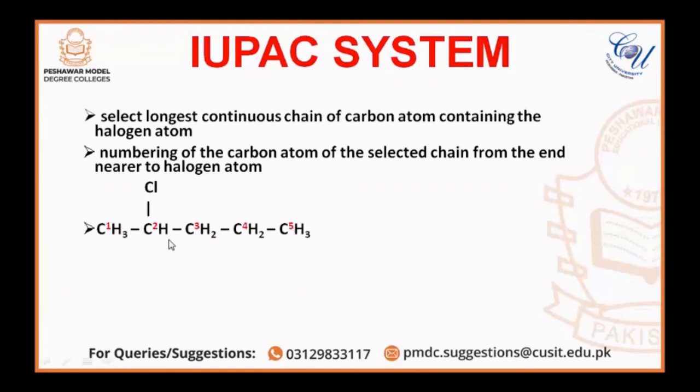Now you can see the example CH3, CH, CH2, CH2, CH3, but the CH group is holding chlorine. So this is our longest chain. This is the longest continuous carbon chain. We are giving the numbering, but the numbering will be given from the side where the halogen group is near. So we are giving it from the left side: carbon 1, carbon 2, 3, 4 and 5.